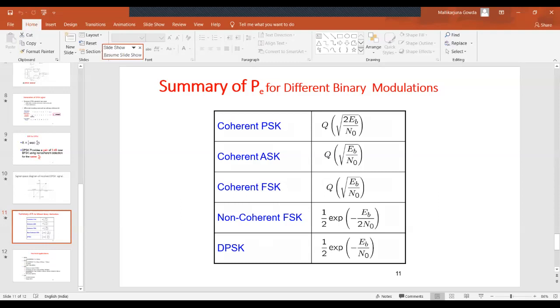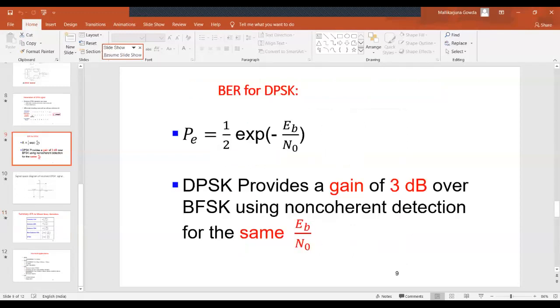For DPSK, the average probability of symbol error is 1/2 e^(-Eb/N0). So between non-coherent FSK and DPSK, this is the difference. For non-coherent FSK, it is 1/2 e^(-Eb/2N0), and for DPSK I am getting 1/2 e^(-Eb/N0). So this is the probability of a bit error for DPSK. This DPSK provides a gain of 3 dB over BFSK using non-coherent detection for the same value of Eb by N0.